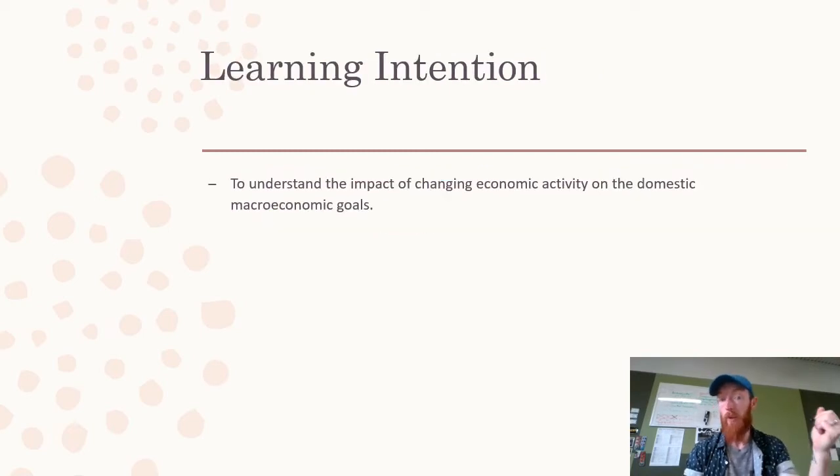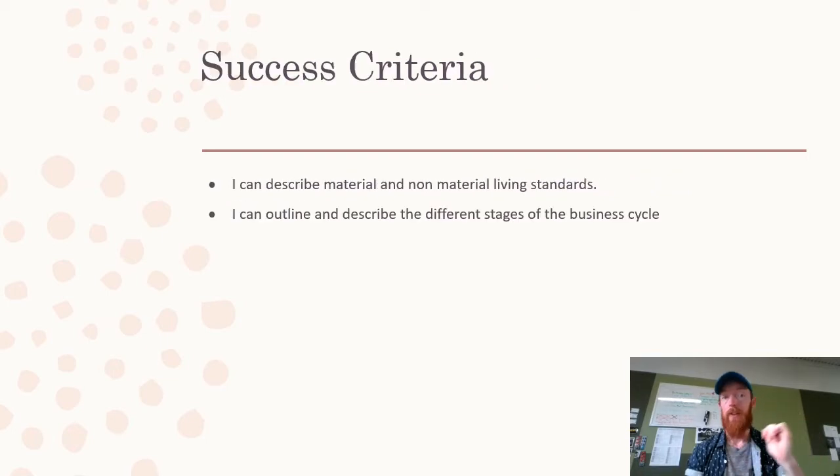So learning intention all through this topic is to understand the impact of changing economic activity on the domestic macroeconomic goals. Those goals are the goal of strong sustainable economic growth, the goal of low inflation, and the goal of full employment. And you'll learn more of those as we go through. So our success criteria today is that I can describe material and non-material living standards, and I can outline and describe the different stages of the business cycle. So let's get right into it now.